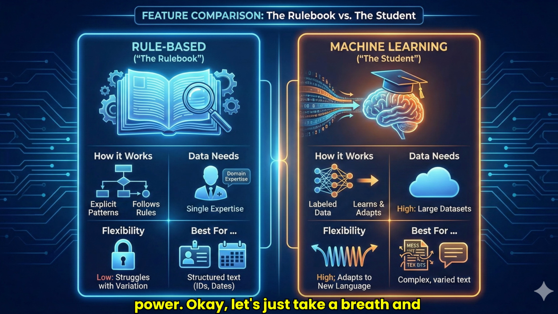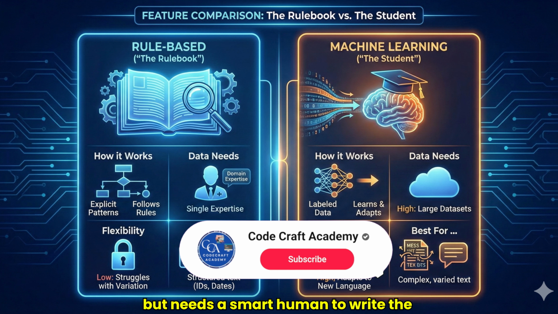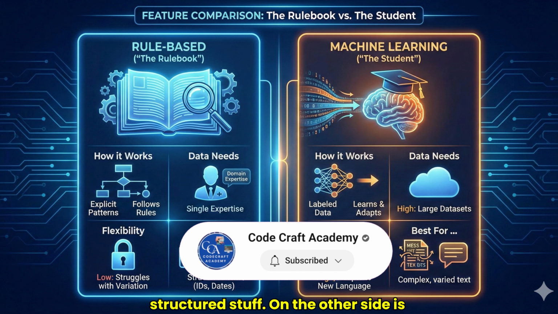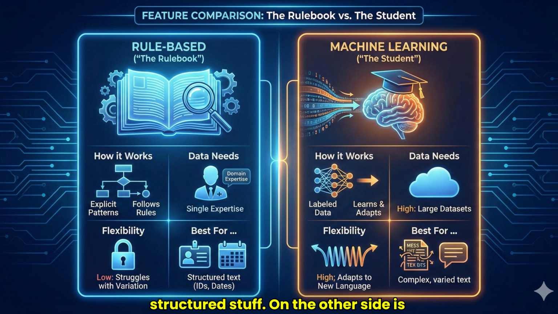Okay, let's just take a breath and put these two head to head. On one side, you've got the rulebook. It follows strict patterns, doesn't need much data, but needs a smart human to write the rules. And it's perfect for really structured stuff. On the other side is the student. It learns from examples, needs a ton of data, but it's super flexible and amazing for complex, messy language. Two very different tools for the job.